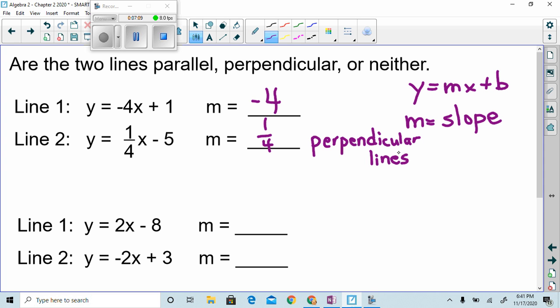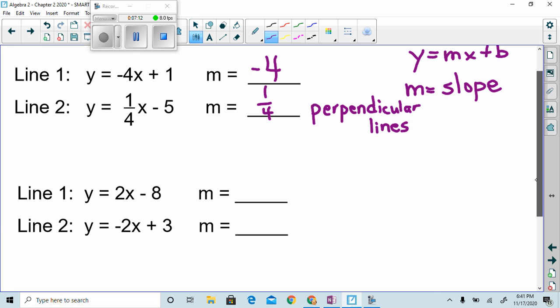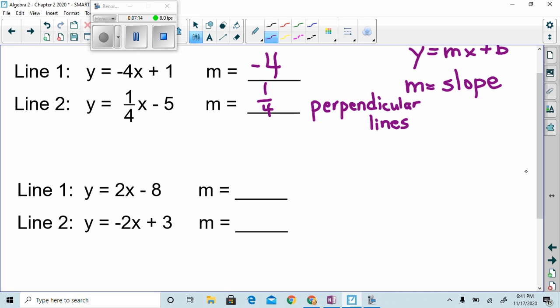On to our second set of equations. Y is equal to 2x minus 8, and y is equal to -2x plus 3. Slope of line 1 is 2. Slope of line 2 is -2. They're not the same. They are not opposite or negative reciprocals. These are neither. No relationship at all.